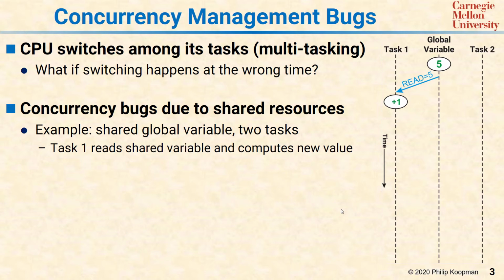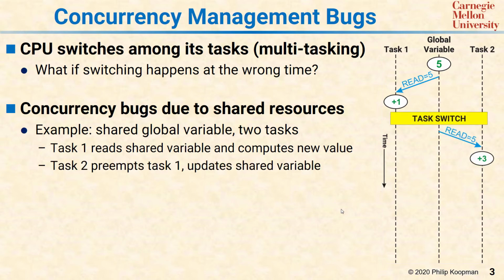What if there's a task switch after the time task 1 reads the global, but before it has a chance to write it back? Task 2 then takes over, and it reads the global, which is still 5, and it wants to add 3 or do some other computation. Task 2 will complete its computation, it'll add 3, it'll write back the result of 8, and the global variable will be 8. As far as task 2 knows, the value is 8, and it's done its job.